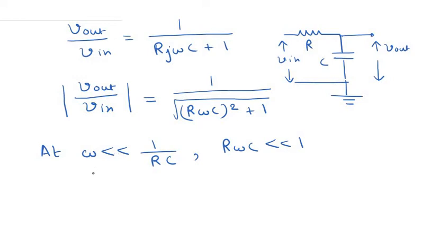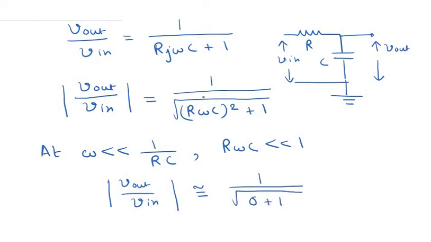So in that case, this magnitude of V out divided by V in is approximately equal to 1 divided by root over 0 plus 1. So we have put this R omega C approximately equal to 0 because it is much less than 1, and so in the denominator this 1 actually dominates over this term R omega C. Okay, so this is approximately equal to 1.